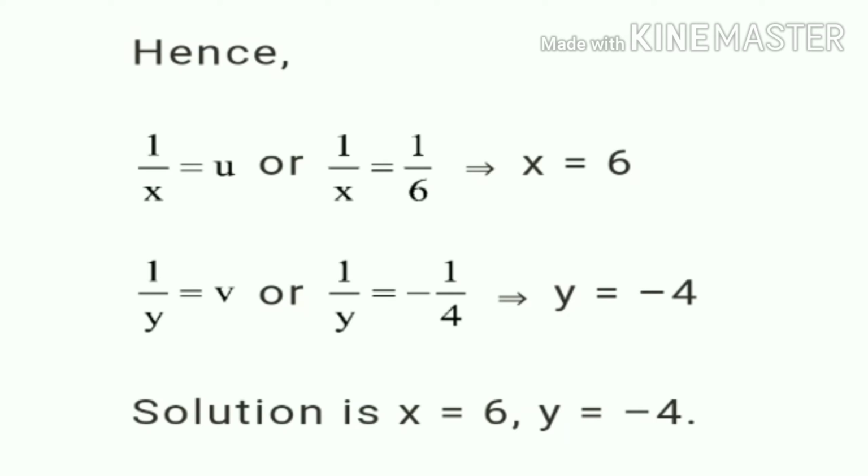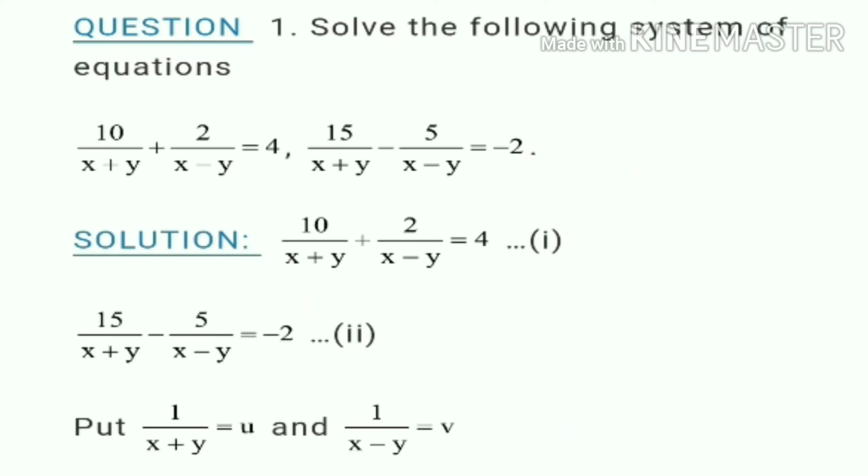Okay, let's see one more example. 10 upon x plus y plus 2 upon x minus y is equal to 4. Again you can see variables are given in the denominator, and we do not have the equation in the form of ax plus by plus c is equal to 0. So the first priority is that we need to convert these equations into the form of ax plus by plus c is equal to 0. So what we will do, again we will let 1 upon x plus y is equal to u, and 1 upon x minus y is equal to v.